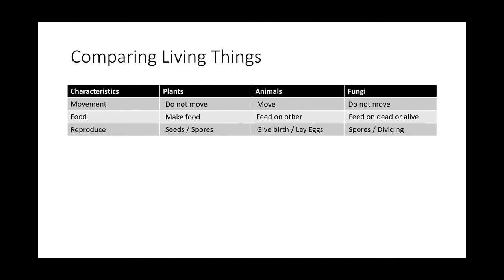When you go to the fungi and bacteria chapter, you learn about bacteria. Bacteria reproduce by dividing itself. So take note, although fungi reproduce by spores and plants also reproduce by spores, although the way of reproduction is the same, they are different. Plants are plants, fungi are fungi because of how they get their food.